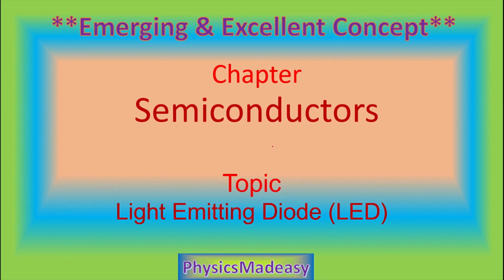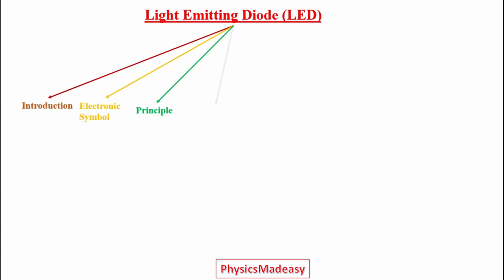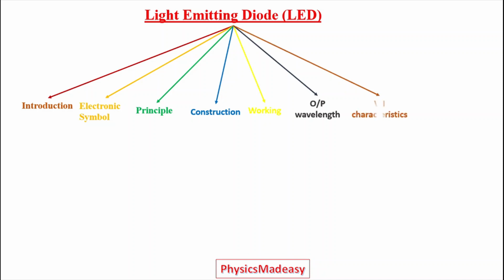Namaste dear learners. Today we are going to see an emerging and excellent concept in semiconductors, that is LED, means light emitting diode, which we see regularly in our homes, offices, colleges, anywhere. In this video I am going to explain about the LED's introduction, electronic symbol, principle, construction of LED, working of LED, and output wavelength from LED, and VI characteristics, along with advantages, disadvantages, and applications.